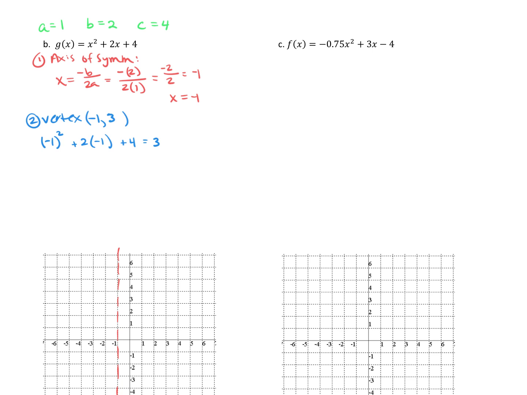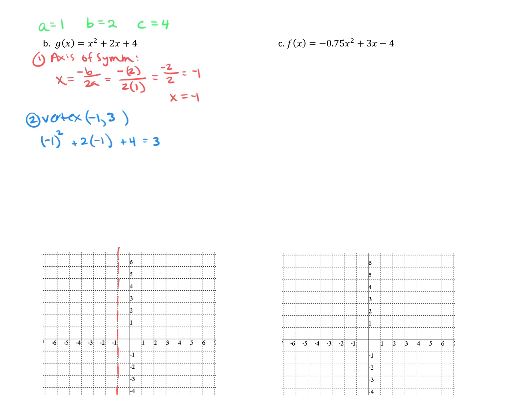So let's plot that. Negative 1, 3, is right here. Remember, that vertex will be on the axis of symmetry. So that's good that that is all lining up so far.